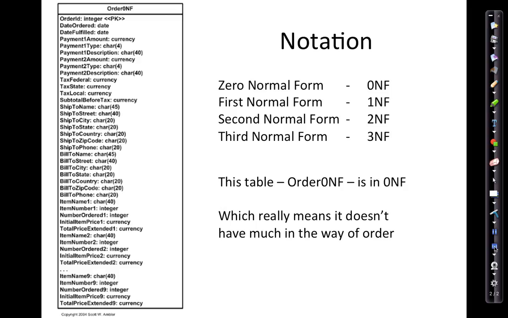This table is in zero normal form. It contains repeating groups of data. For example, in the figure you see that there are several repeating attributes in the data table. The ordered item information repeats 9 times. The contact information is repeated twice, once for shipping information and once for billing information.